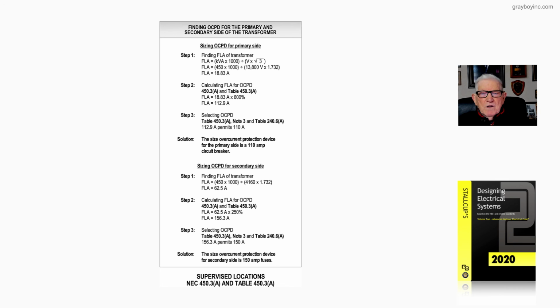So that's what our figure 20-8C is illustrating to us.